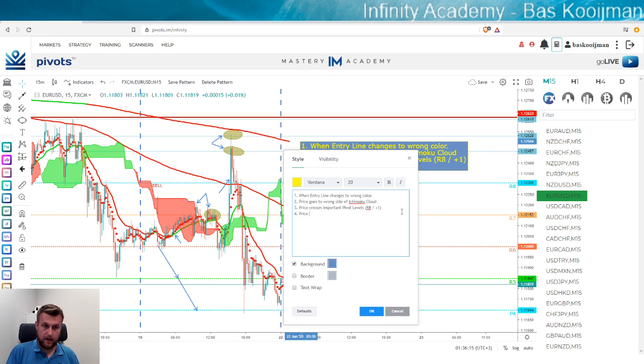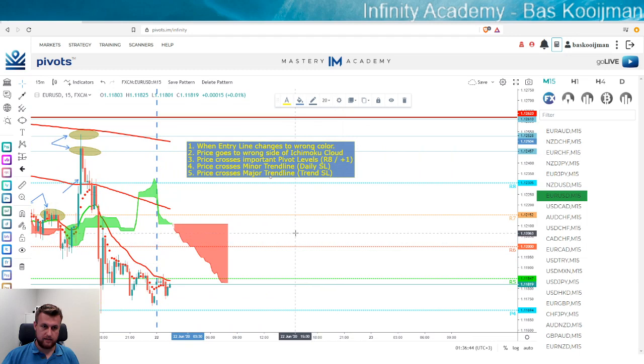4. Price crosses, so it doesn't mean it needs to touch it, it needs to really cross the minor trend line. And 5. Price crosses the major trend line. And this is what I mostly call my trend stop loss, and the minor trend line I mostly call my daily stop loss for people who are coming to my daily sessions.